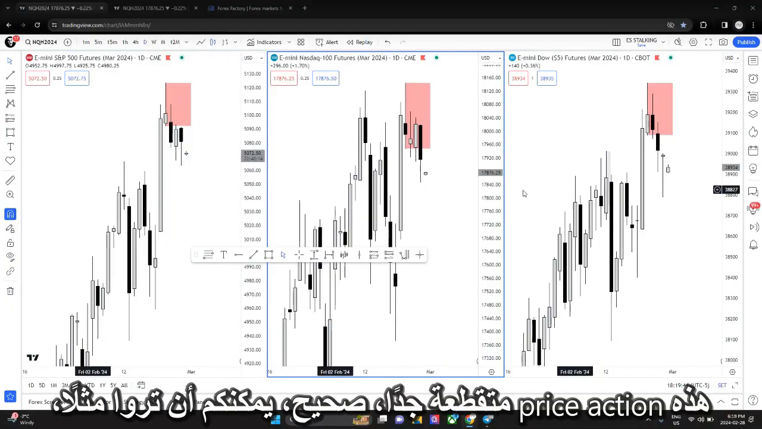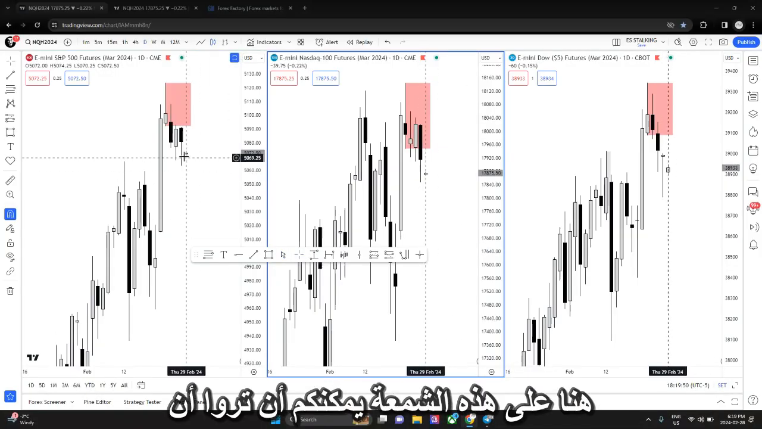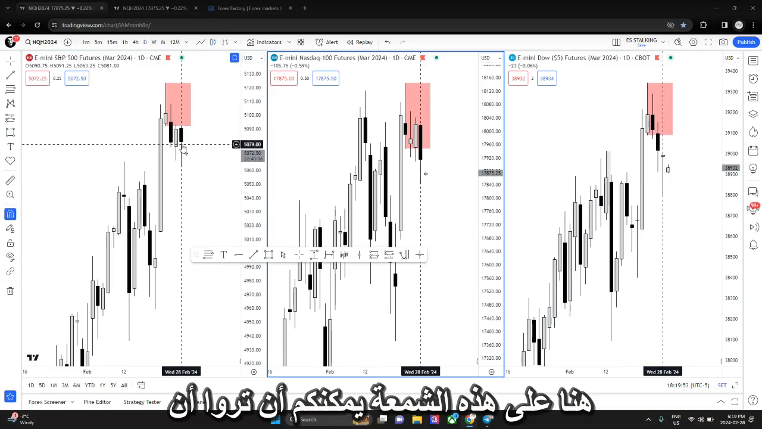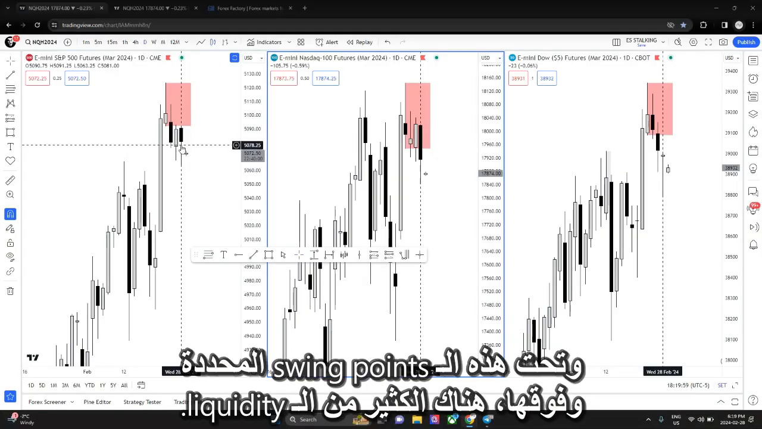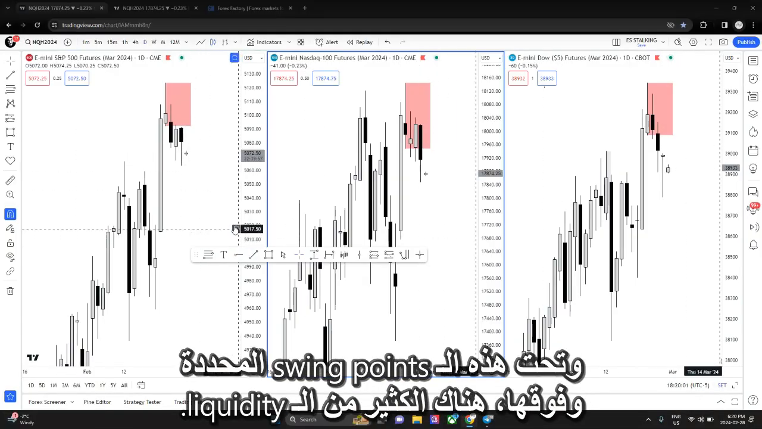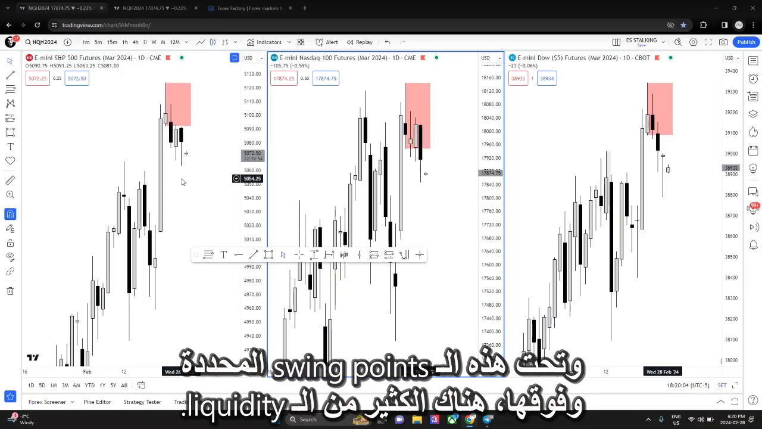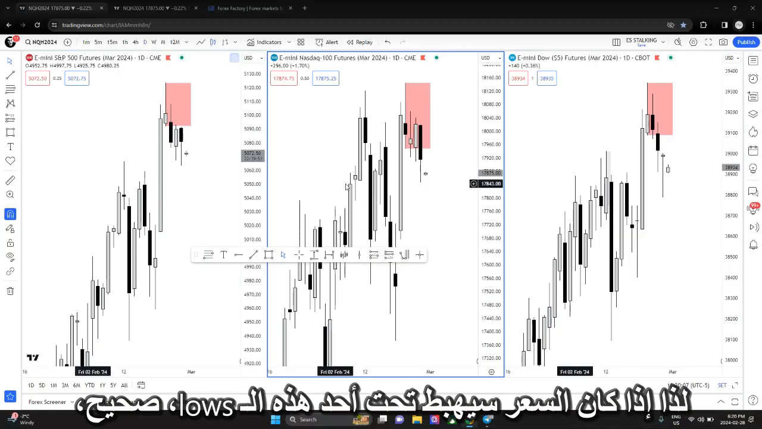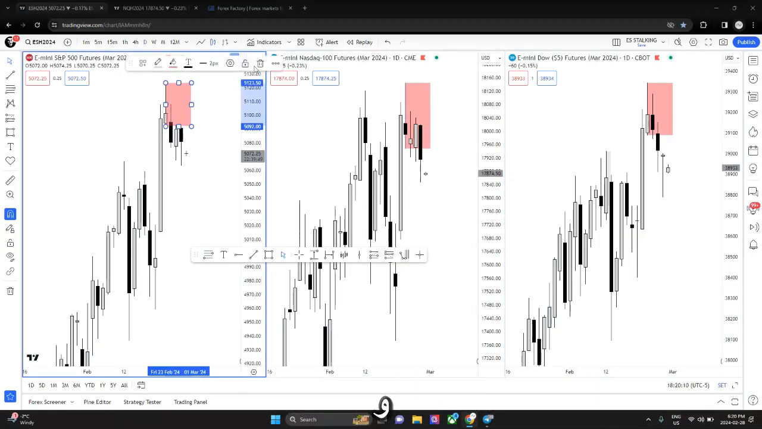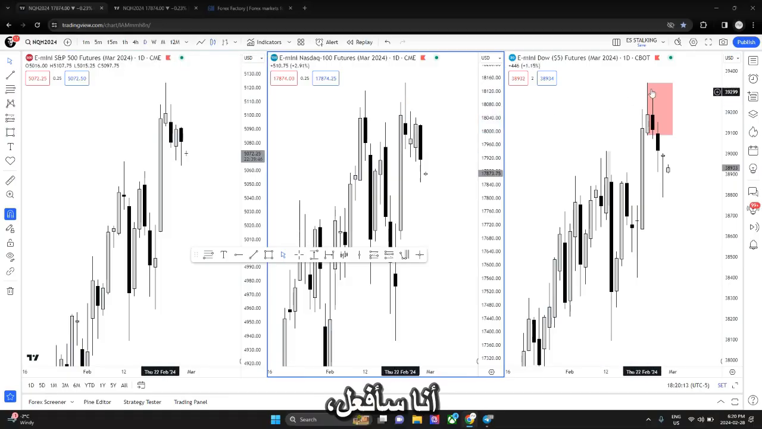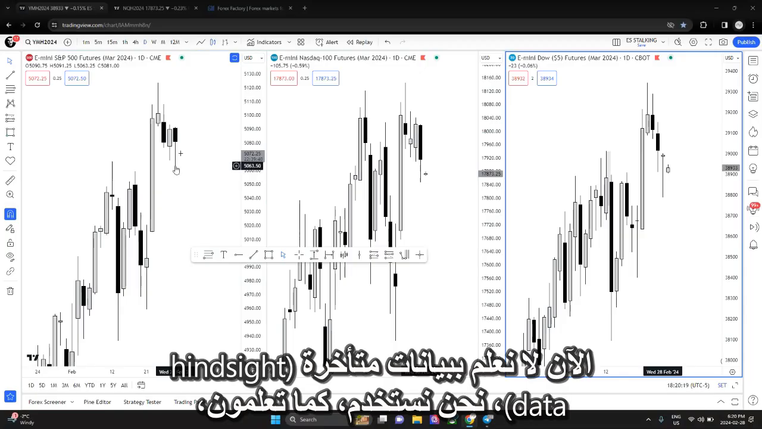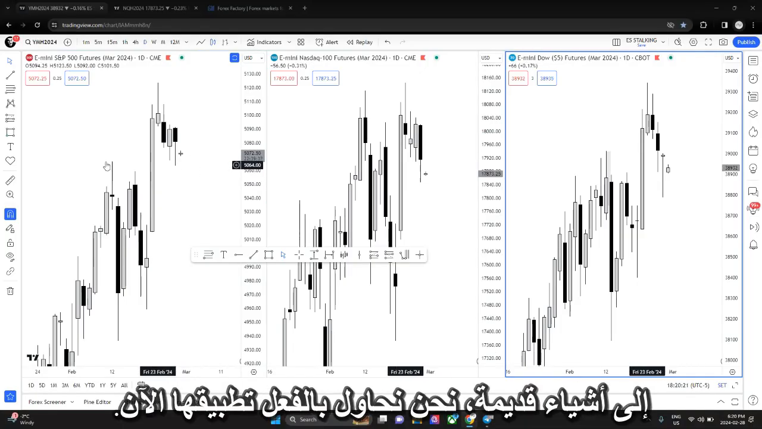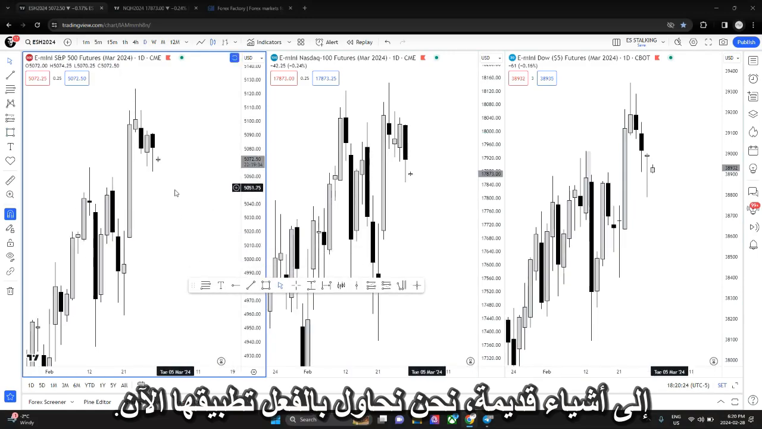Because this is very choppy price action, right? You can see, I'll show you again. So right here, on this candle, you can see that this is a precision swing point as well at the moment, right? And below these specific swing points and above them, there's a lot of liquidity. So if price was to run below one of these lows, right? As you guys can see, we're not teaching with hindsight data right now. We're using forward price action. We're not looking back at old stuff. We're actually trying to implement it right now.